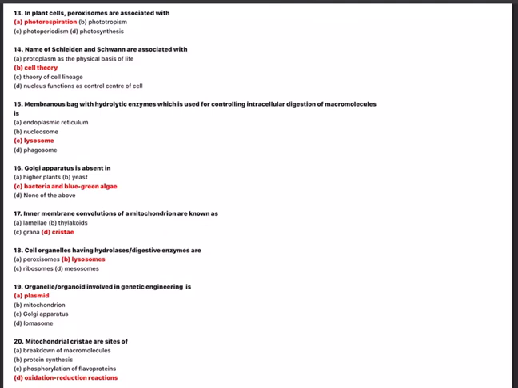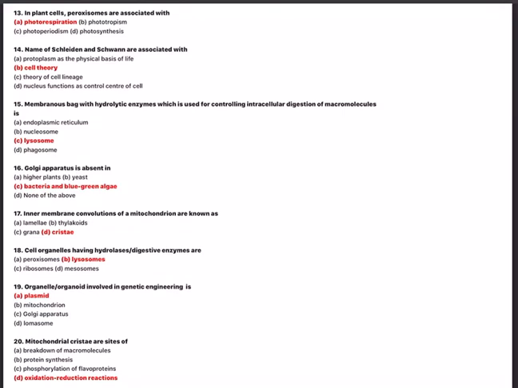16. Golgi apparatus is absent in, of course, bacteria and blue-green algae, cyanobacteria; there won't be a Golgi apparatus. 17. Inner membrane convolutions of mitochondria are known as, just now I said, cristae. Over the cristae, there will be finger-like structures inside the mitochondria. In fact, the inner membrane of the mitochondria will form cristae, and over the cristae there will be F0, F1 particles, and they will possess the ATP.